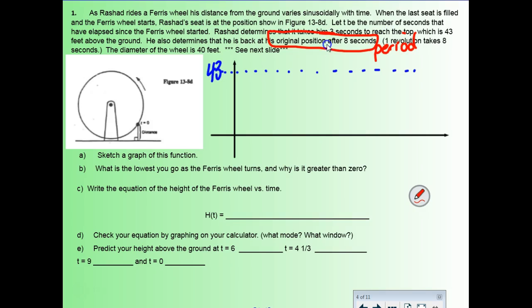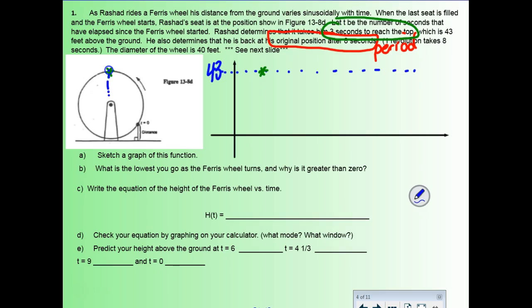Sorry. Okay, so this clue here that I kind of accidentally crossed off, it takes him 3 seconds to reach the top. Wouldn't it be super easy if we just pretend our curve starts there? Because if that's the start of my curve, then I could pretend I'm a cosine function. Okay. All right, let's talk about that 40-foot diameter business.